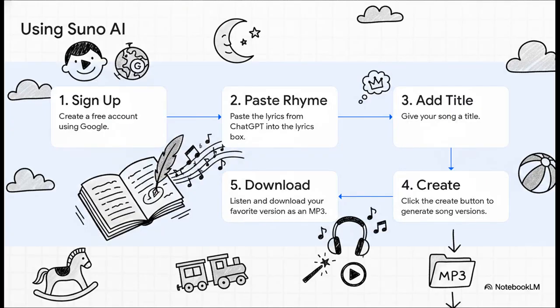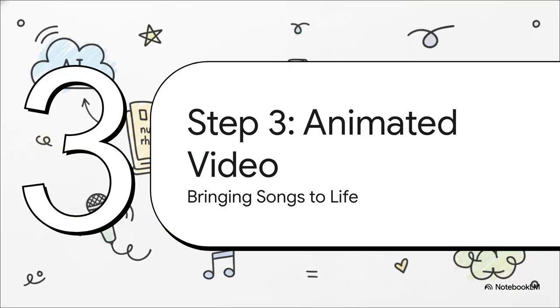You sign up, you switch over to lyrics mode, you paste in that rhyme we got from ChatGPT, give it a title, and then just hit create. Suno will generate a couple of different versions for you to choose from, and you can download your favorite as an MP3 file. Easy as that. All right, we have a professional sounding audio track.